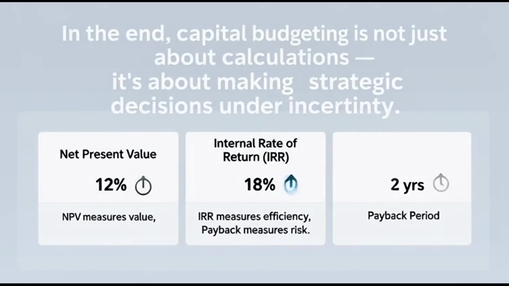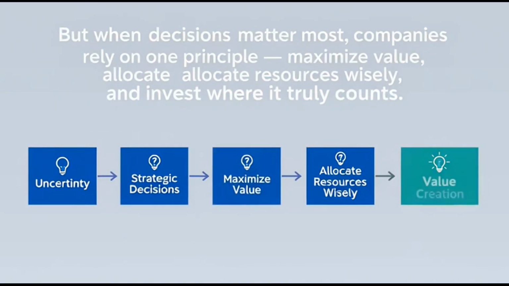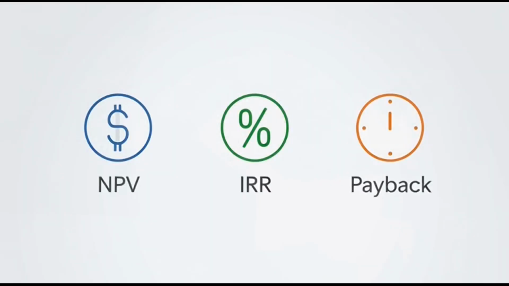In the end, capital budgeting is not just about calculations, it's about making strategic decisions under uncertainty. NPV measures value, IRR measures efficiency, and payback measures risk. NPV shows value, IRR shows return, payback shows speed. But in the end, smart companies choose value.